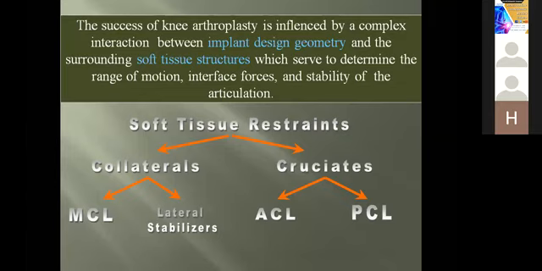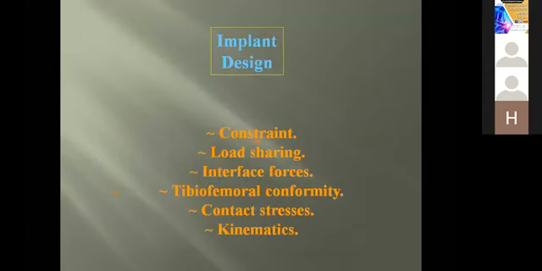If we are talking about soft tissue restraints controlling knee replacement, we have the collaterals in one hand, the medial collateral and the lateral stabilizers, talking here about the lateral collateral and the posterolateral corner. On the other hand, the cruciates, the ACL and the PCL. The implant design, we are talking about the constraint, which is the built-in stability of the implant design, load sharing capacity of the implant, interface forces affecting the bearing and reflected on the wear, tibiofemoral conformity, contact stresses, and kinematics, which are covered in the last presentation.